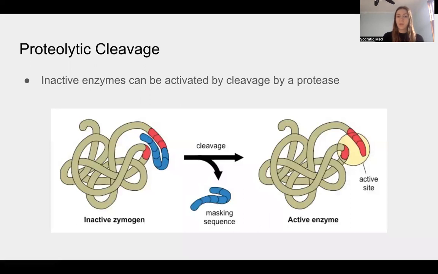Another way is proteolytic cleavage. Inactive enzymes can be activated with a protease. So we have another enzyme involved here, but basically, as you can see in this picture, zymogen is the term for an inactive enzyme that is going to be cleaved by a protease. This blue part here that is cleaved off is called the masking sequence, and that will then expose our active site and allow the substrate to bind to this enzyme.